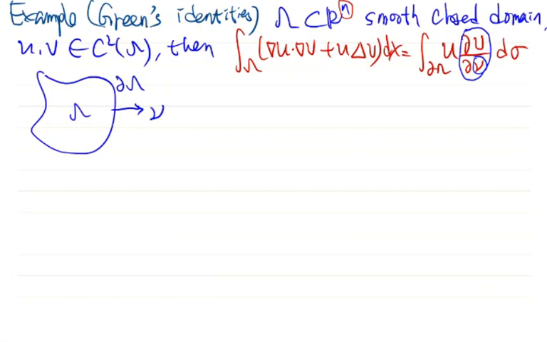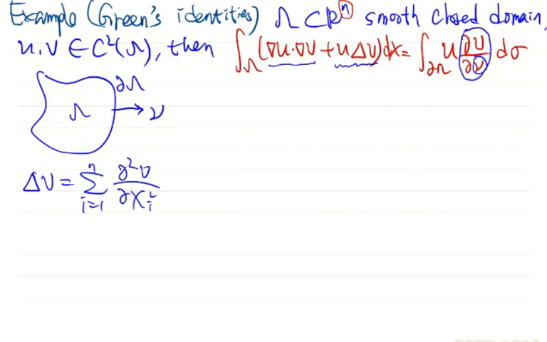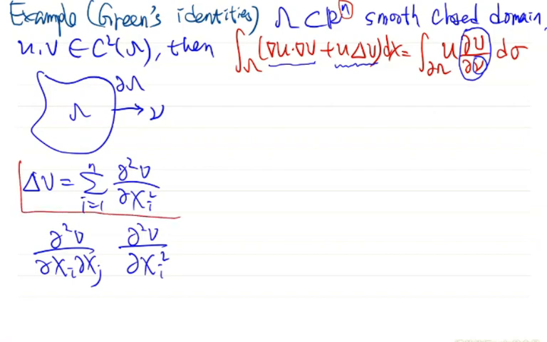This formula looks very complicated, but the first term on the left hand side is the inner product of the gradients. The second term is U Laplacian V. Laplacian V is the sum of all the pure second order derivatives. The second order derivative d_xi d_xj, if i and j are equal, we say this is a pure second order derivative and denote it by d^2 over d xi squared. So this is the definition of the Laplacian. This is a very useful and important differential operator. So this is the left hand side of Green's first identity.